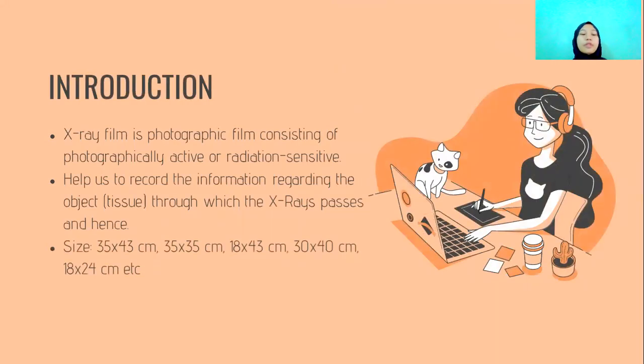X-ray film. X-ray film is photographic film consisting of photographically active or radiation sensitive material. It can help us to record the information regarding the object or tissue through which the X-rays pass. X-ray film has several sizes, such as 35 by 43 centimeters, 35 by 35 centimeters, 18 by 43 centimeters, 30 by 40 centimeters, 18 by 24 centimeters, etc.